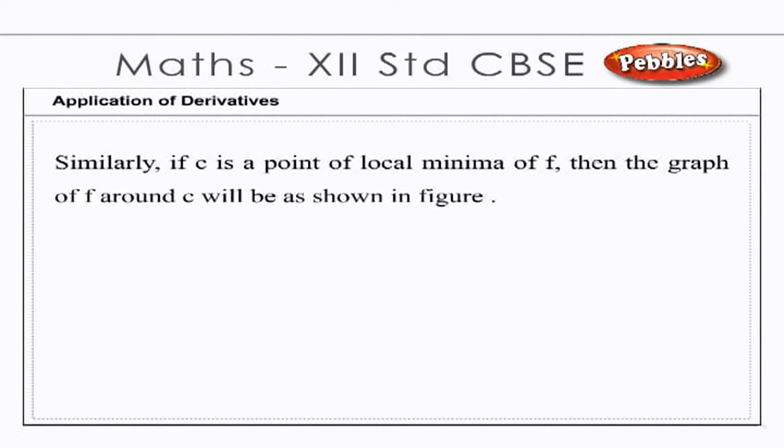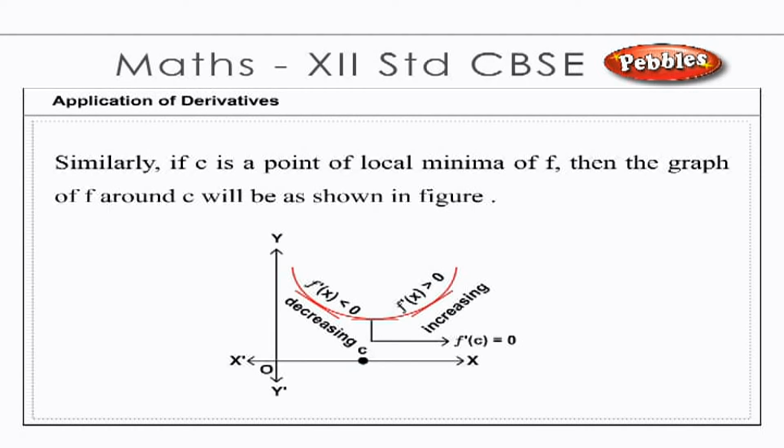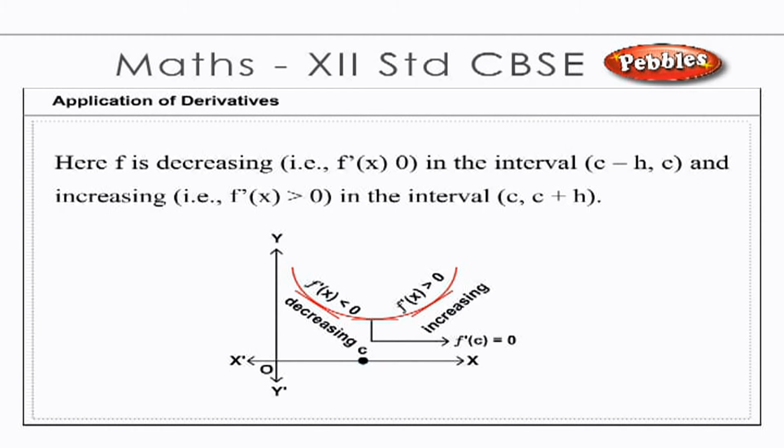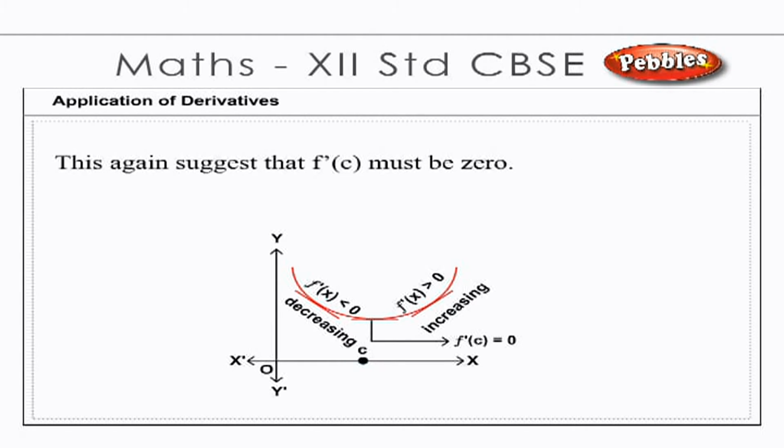Similarly, if c is a point of local minima of f, then the graph of f around c will be as shown in the figure. Here, f is decreasing, that is, f dash x lesser than 0 in the interval (c minus h, c), and increasing, that is, f dash x is greater than 0 in the interval (c, c plus h). This again suggests that f dash c must be 0.